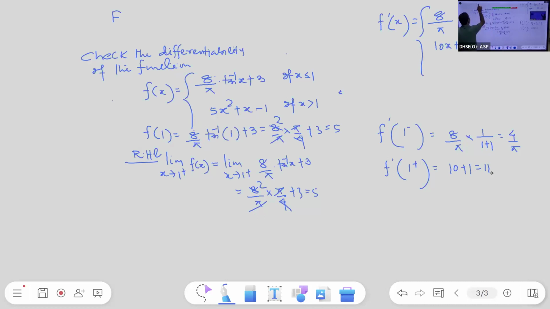Function is continuous but not differentiable at x is equal to 1. Right?